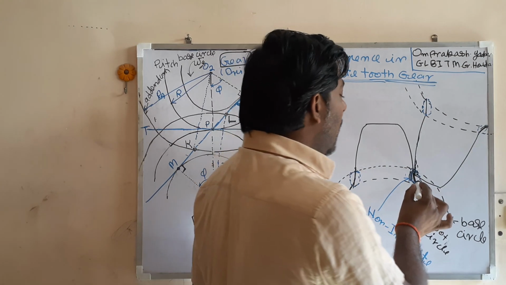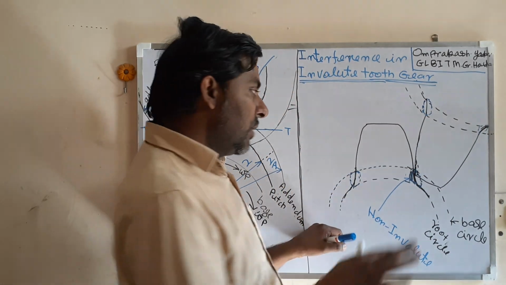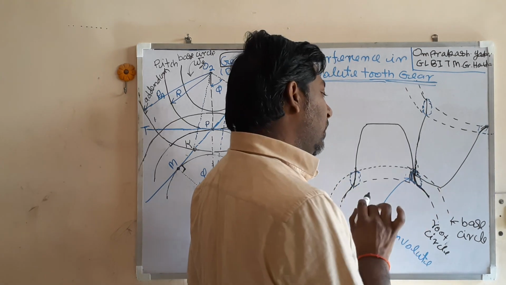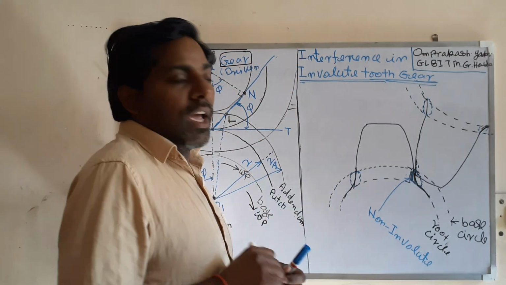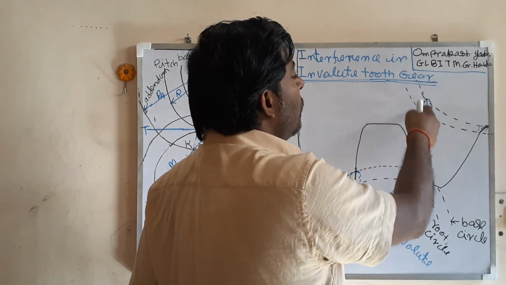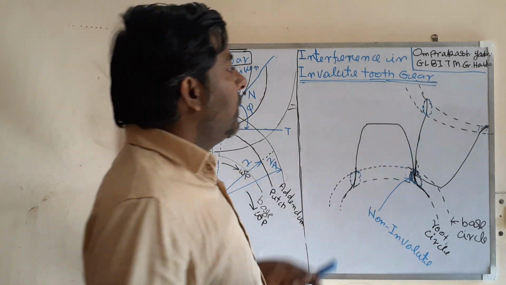So that contact of involute to non-involute is known as the interference. Due to that, material from the root of the pinion and from the tip is removed. A similar phenomenon will happen when the tip of the pinion touches the non-involute portion of the gear. Same physics, same phenomenon will happen there.